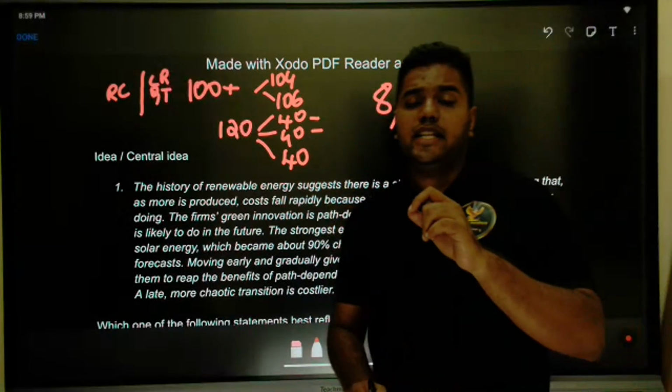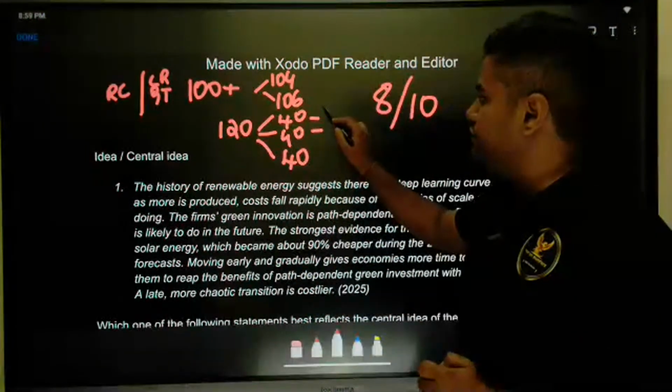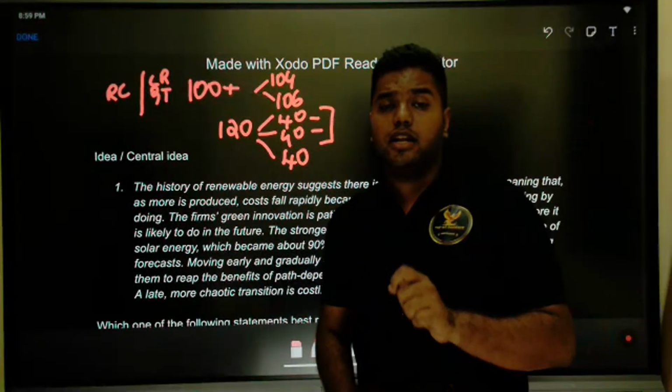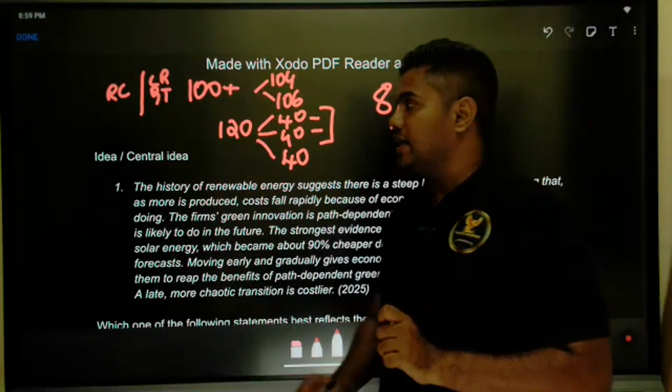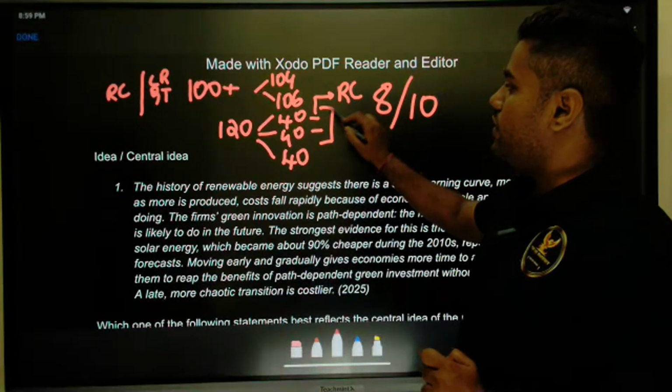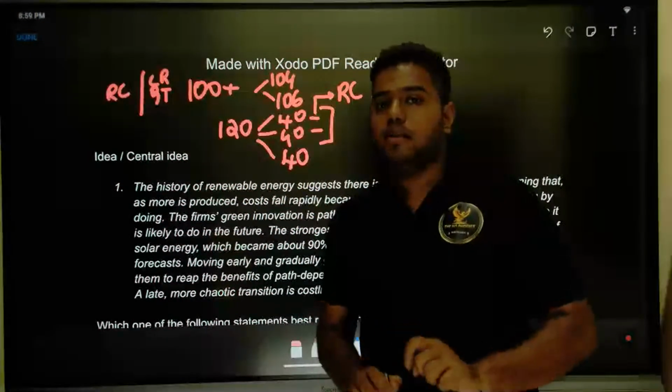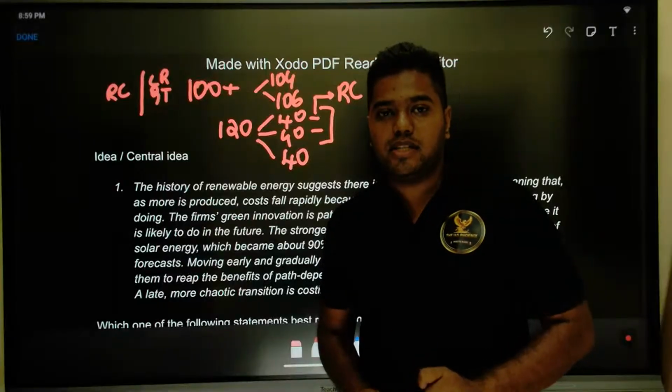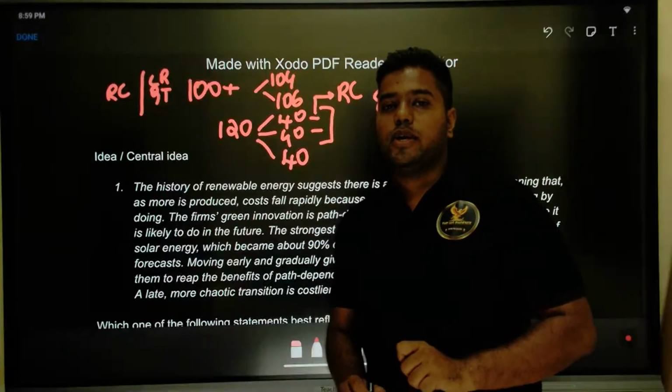But what it should definitely be is this: in the first two sections, there has to be one section of RC. Suppose I'm a person who likes to start with RC. So my first 40 minutes will be RC. So what should be my strategy in these 40 minutes? Let's know it now.